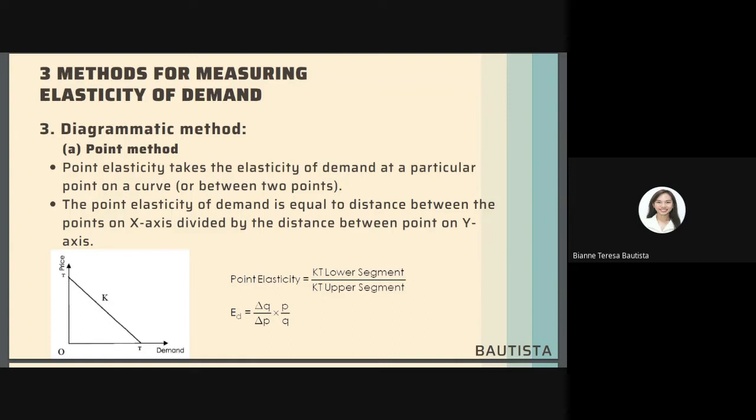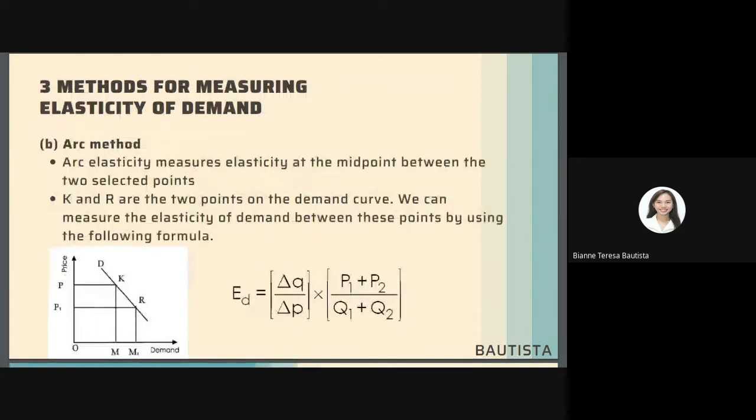Price elasticity of demand is mathematically expressed as the lower segment of the demand curve divided by the upper segment of the demand curve. It is also expressed as the change in the quantity demanded divided by the change in price multiplied by the price over quantity demanded. Next slide.